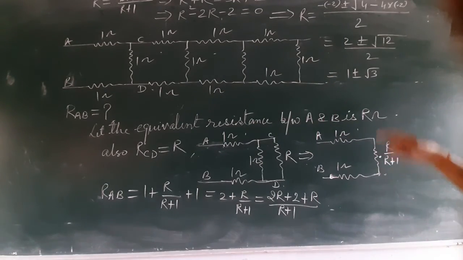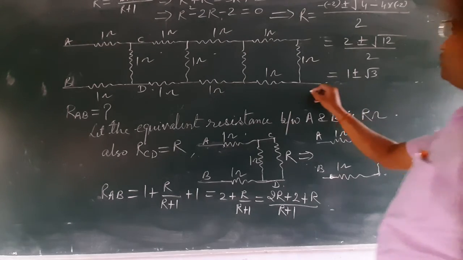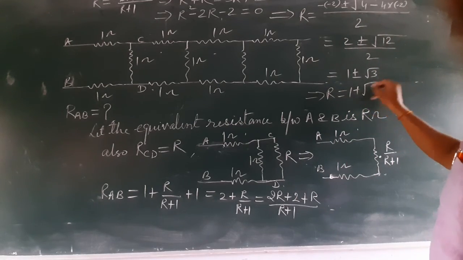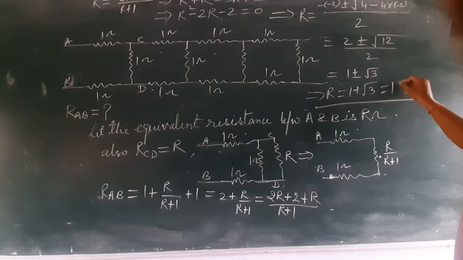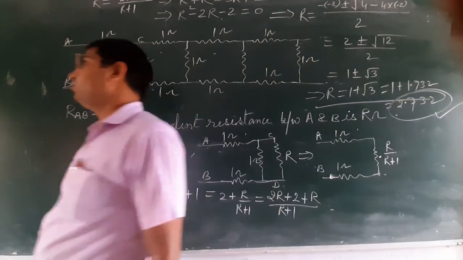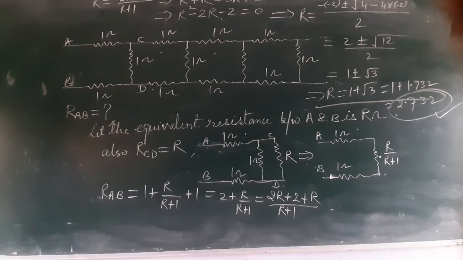The value of root 3 is equal to 1.732. So if we take the second value, 1 minus 1.732, then resistance becomes negative, which is not possible. So equivalent resistance will be 1 plus root 3, that is 1 plus 1.732, it will be 2.732. This is the value of equivalent resistance between points A and B. This is all about the numerical.